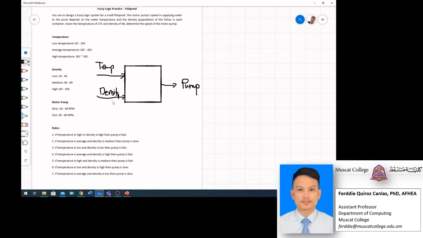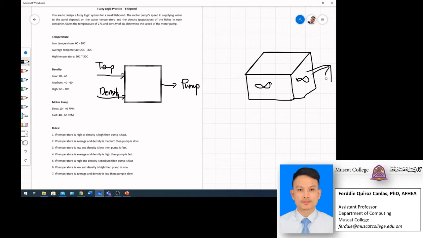So we have a fish pond and we have fishes in that fish pond. We call it samak in Arabic. The pump is supplying water to that fish pond. If I draw it, it could be something like this. So we have fishes inside this one, and these fishes are swimming. There is an output of the water here, and there is an input of the water here. So there is a motor. This motor is getting water from the ground and putting it in the fish pond. The amount of water being supplied by this motor depends on the temperature and the density, or the number of fishes present in this fish pond. So please make note of that.